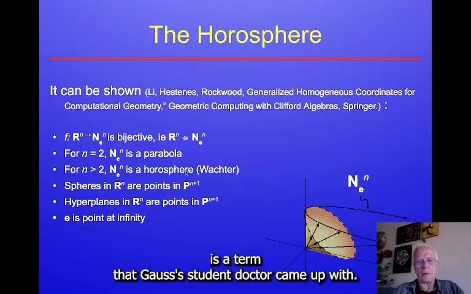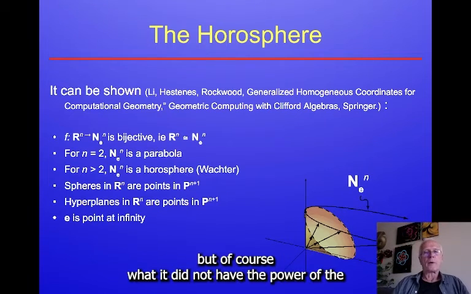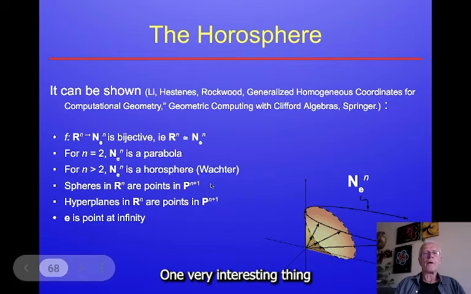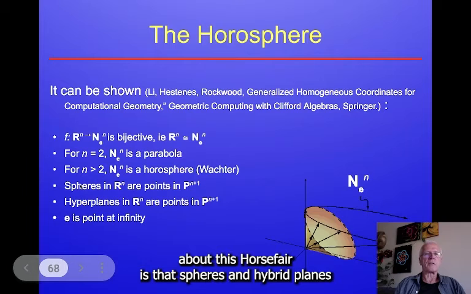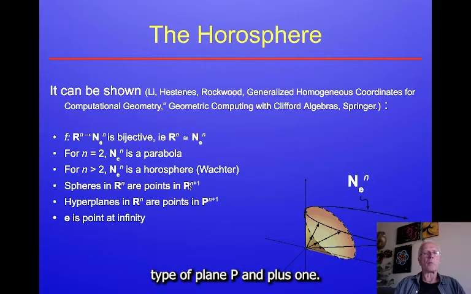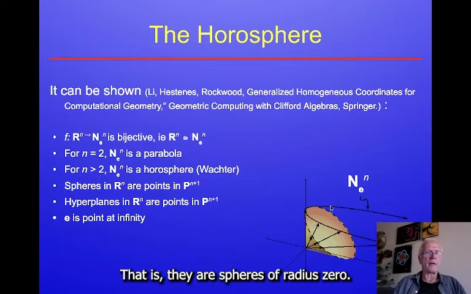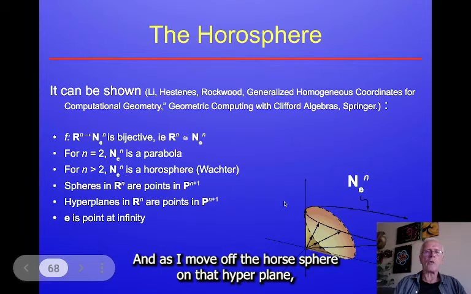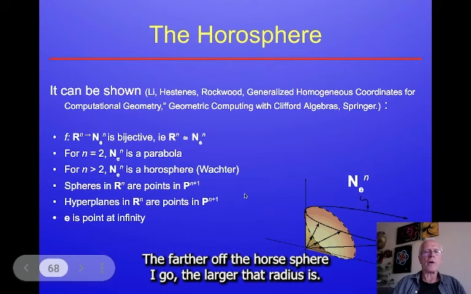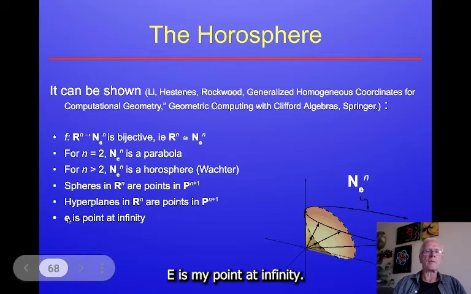The horosphere is a term that Gauss's student Wachter came up with. So it's existed a long time as a piece of geometry. But of course, Wachter did not have the power of the geometric algebra laid on top of it. One very interesting thing about this horosphere is that spheres and hyperplanes are points on this special hyperplane P^(n+1). And in fact, these spheres on the horosphere itself are just points. That is, they are spheres of radius 0. And as I move off the horosphere on that hyperplane, I get spheres with radius that are non-zero. The farther off the horosphere I go, the larger that radius is. And then as I have pointed out, that null vector E is my point at infinity.